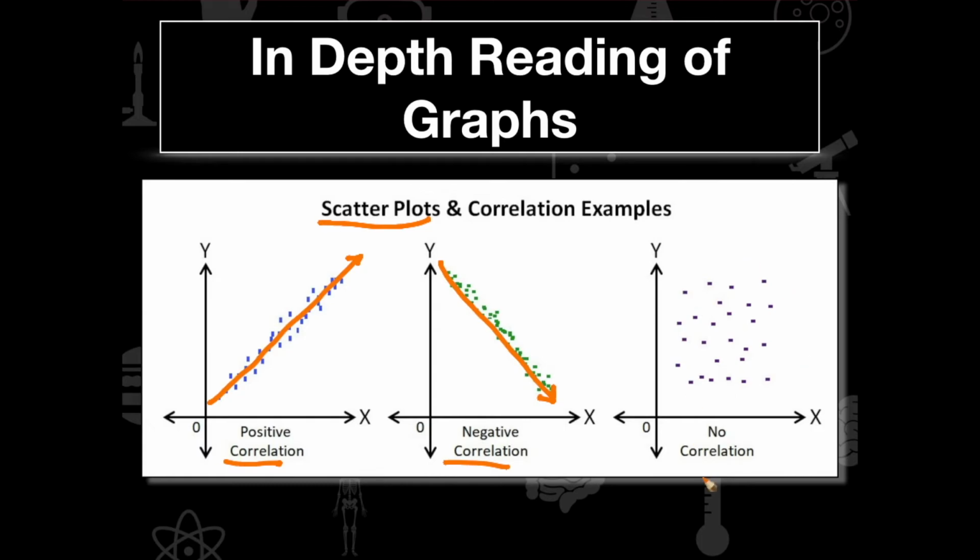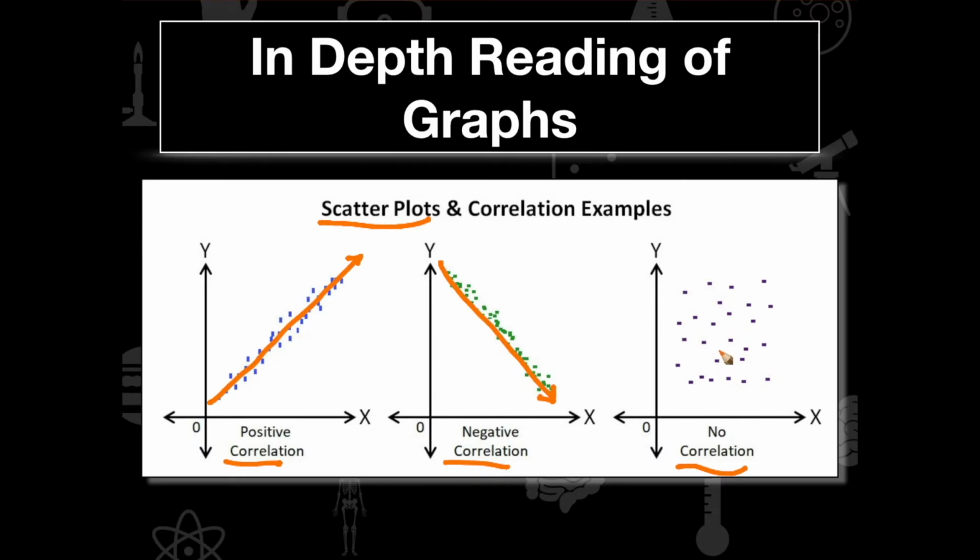Now, if we look at this graph here, what we can see is no correlation. And this is no correlation because I can't really draw a line of best fit through these data points. There is no trend. So what this means is that what we went through and completed in our experiment, the data does not give us a definite trend.